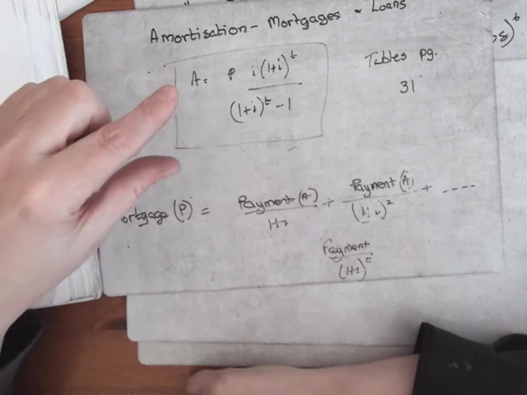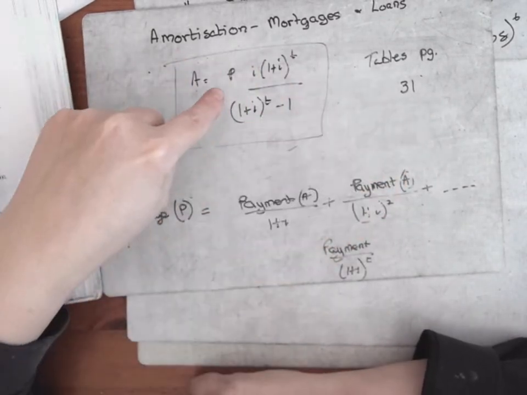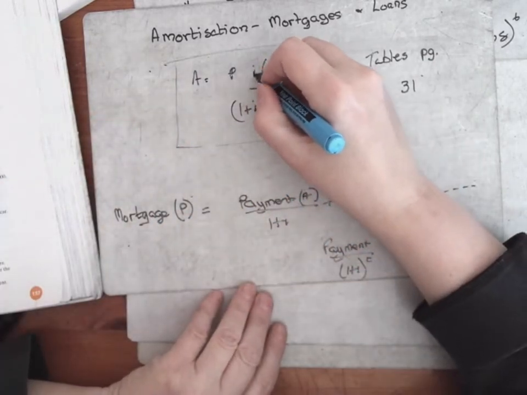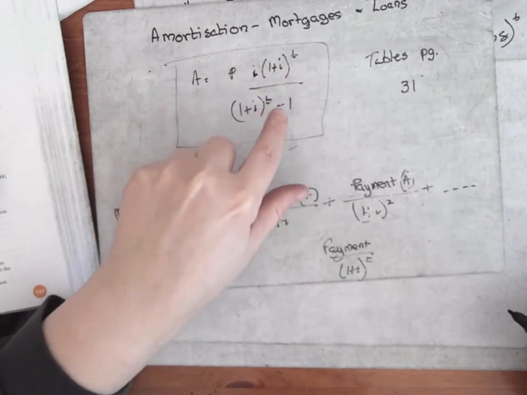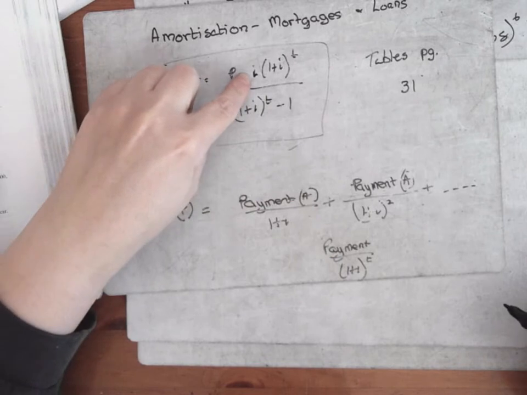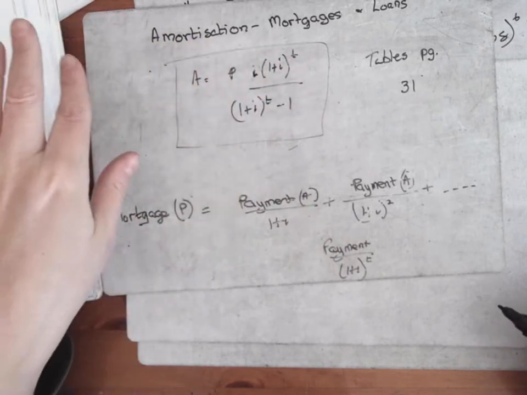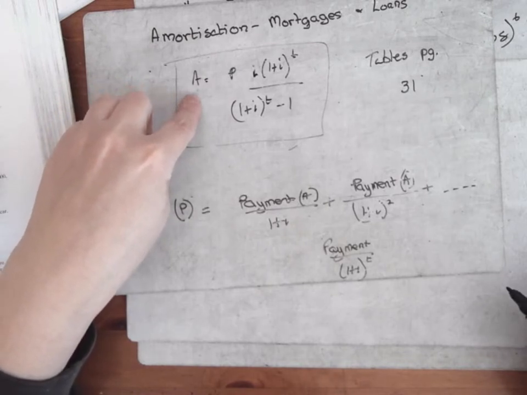The amortization formula is in the log tables. It's on page 31, and that's what it looks like. That's P times I times (1 plus I) to the power of t, over (1 plus I) to the power of t minus 1. Again, I is the interest rate, T is the time, P is the principal, as in how much you borrowed, and A is your monthly payment. So A is your monthly payment there.